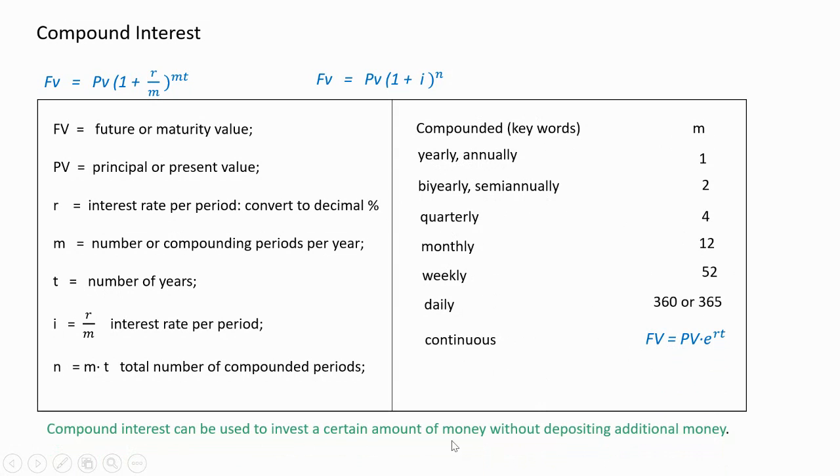Compound interest can be used to invest a certain amount of money without depositing additional money. So for this section, you can invest money. You just put a sum, an amount of money, in some kind of investment, and then you wait 5, 10, 15 years and see how much money you have. This formula is to help you invest some money without depositing any more payments or monthly money into the account.